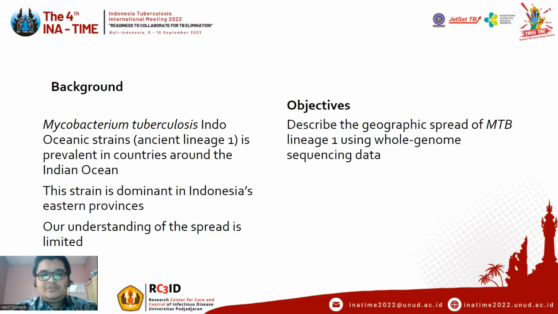So Mycobacterium tuberculosis, the Indo-Oceanic strains, or more colloquially known as ancient lineage 1 or just lineage 1, is prevalent in many countries around the Indian Ocean, and this strain is the most dominant strain in Indonesia's eastern provinces like Papua. However, our understanding of the spread is limited, and thus, in this study, we attempt to describe the geographic spread of MTB lineage 1 using whole genome sequencing data.